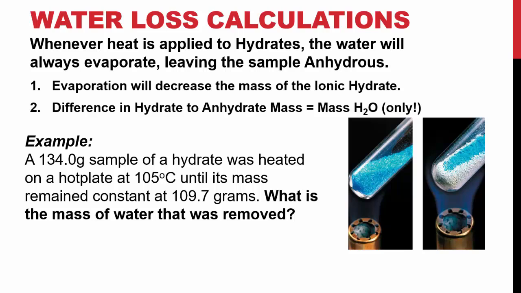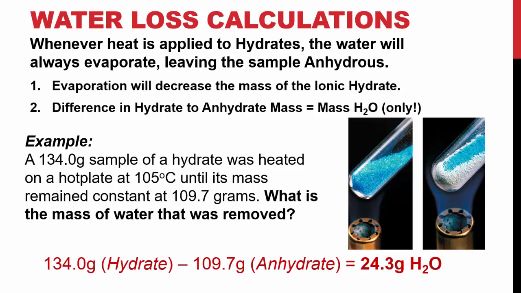So you take the original sample, which is 134, subtract 109.7 grams, and you end up with 24.3 grams of water that was removed during the heating process. We'll know that water is being removed because, as you see in the pictures, the crystal changes color. As it goes from that nice hydrated blue, it becomes anhydrous and turns white. That is a visual representation of water being removed.